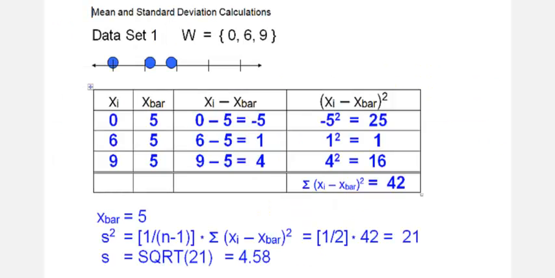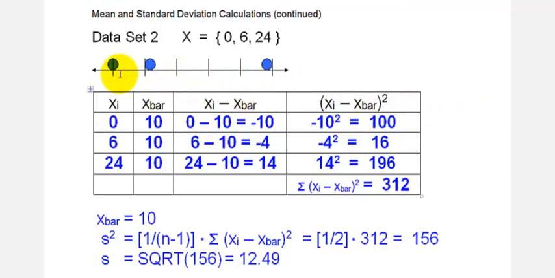So let's summarize. Here's Dataset 1. Here's our values on the number line, and we see that S squared was 21, and S, the standard deviation, was the square root of 21, which was approximately 4.58. This is Dataset 2. We have more spread. This was the largest amount of spread. We ended up with S squared being 156, and then the standard deviation S would be the square root of 156, which is about 12.49.